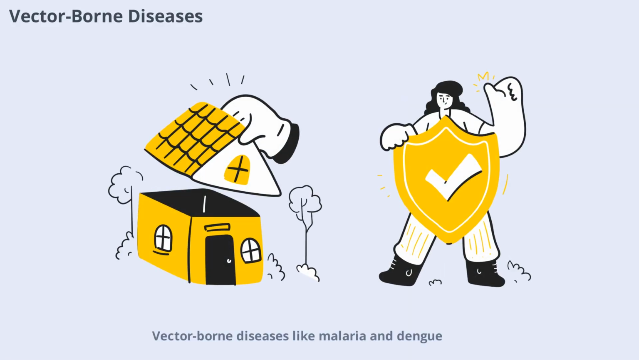Vector-borne diseases like malaria and dengue are spread by insects such as mosquitoes. Public health strategies include controlling vectors using bed nets and educating communities about prevention. Surveillance and rapid response are key to stopping outbreaks. By reducing exposure to vectors, we can protect populations from these serious diseases.